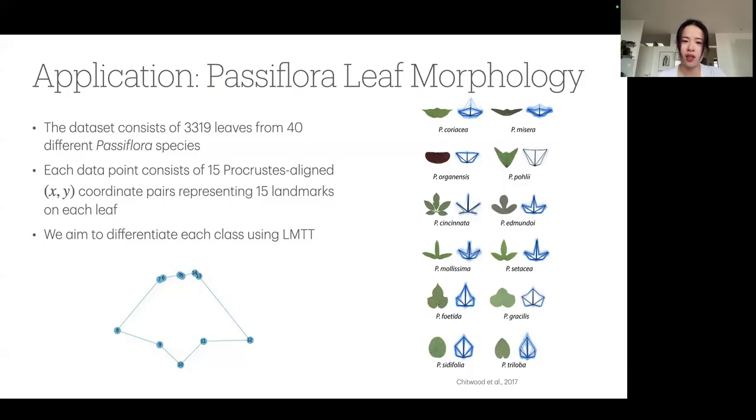So each data point is a graph that looks like something on the bottom left here, which is the outline of a leaf generated by these 15 landmarks. Well, if we had connected all the landmarks, we actually get some internal vine structures. However, those vine structures are naturally ignored by the merge tree construction. So when we tested our distance, we removed those internal edges. So the goal is, of course, to see if our LMTT can be useful in differentiating each of these classes.